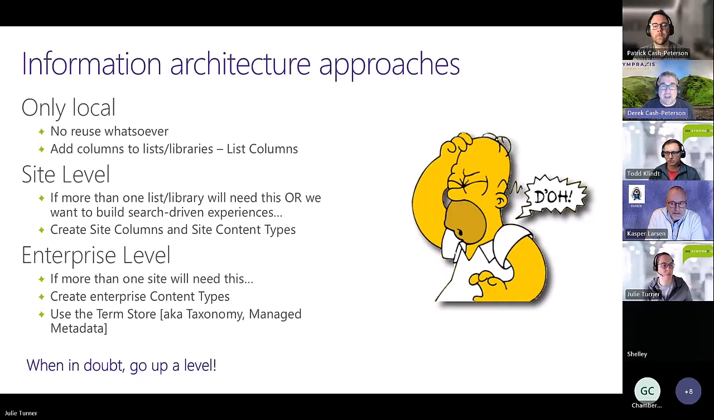And a big caveat here: when in doubt, go up a level, because it's kind of a giant pain to try to go from a list column to a site column, to an enterprise site column, because there's lots of naming conflicts, and you end up having to export and import all the metadata. It's a mess. So when in doubt, go up a level.